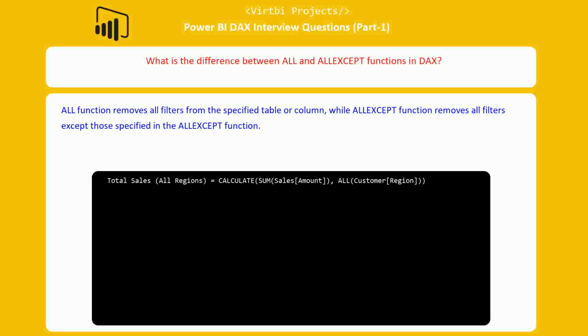The ALL function removes all filters from the specified table or column, while ALLEXCEPT removes all filters except those specified in the ALLEXCEPT function. This example calculates the total sales amount for all regions by removing the filter applied to the region column, while keeping other filters intact.